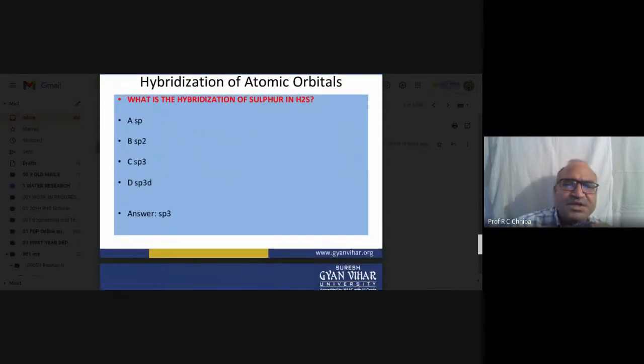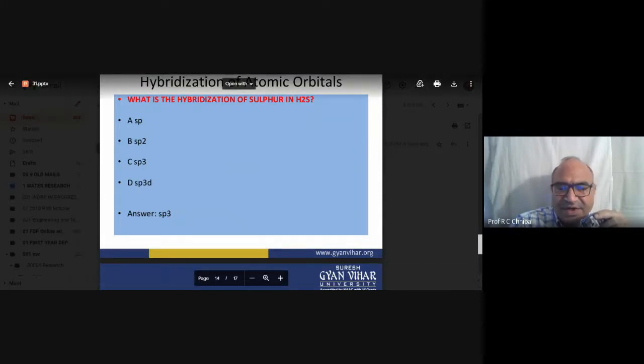What is the hybridization of sulfur in H2S? Hydrogen sulfide, whatever we have discussed. So here also, similar to water, the answer is sp3 hybridization, where one s atomic orbital and 3 p atomic orbitals combine. So in this case, three different electronic hybridization processes are involved. So the answer is 1 s and 3 p.